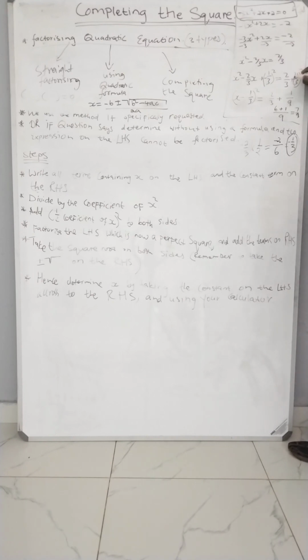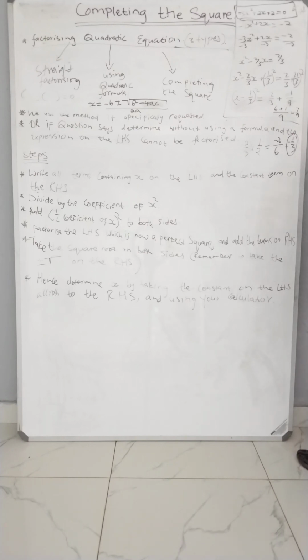This is negative 1 over 3. Okay, all right, so negative 1 over 3 squared. We've added it this side, we've added it that side. Don't let this confuse you. Okay, that is the fourth step.